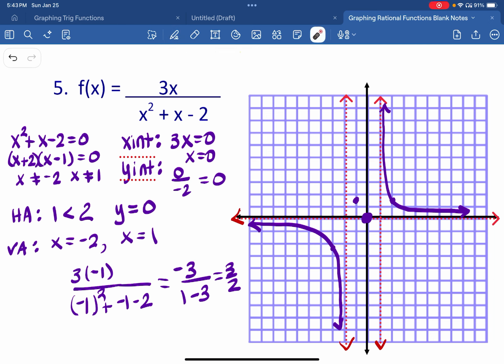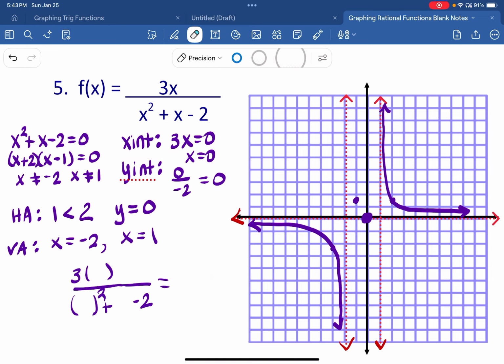The stuff in the middle can do something like that, or the stuff in the middle can do something like that. So I kind of need to know what's happening over here. So we're going to plug in a half. Let's see what happens when we plug in a half. So 1/2.